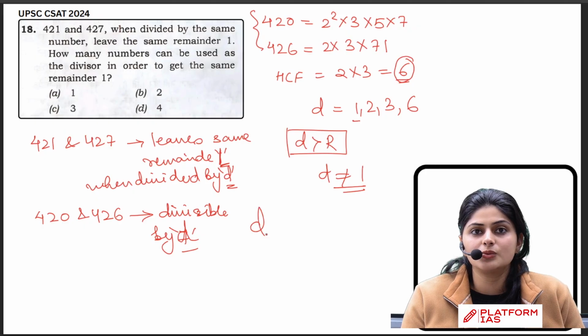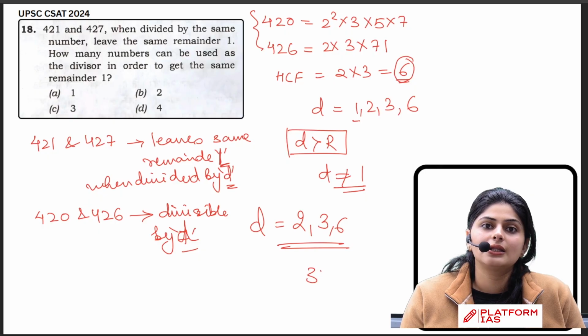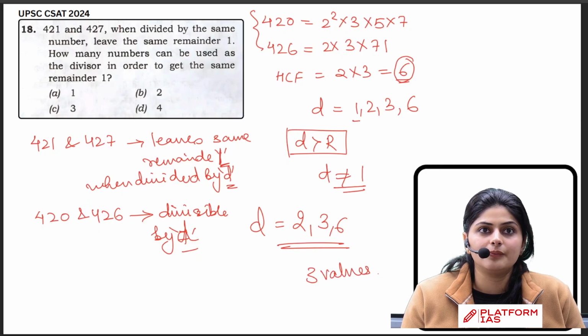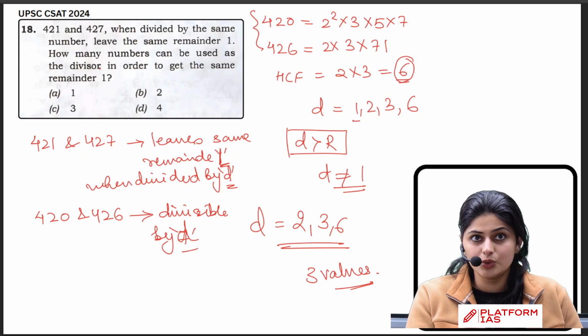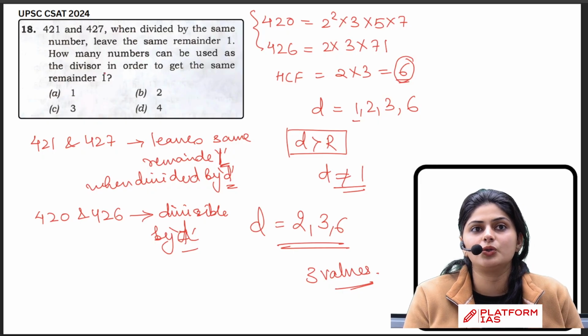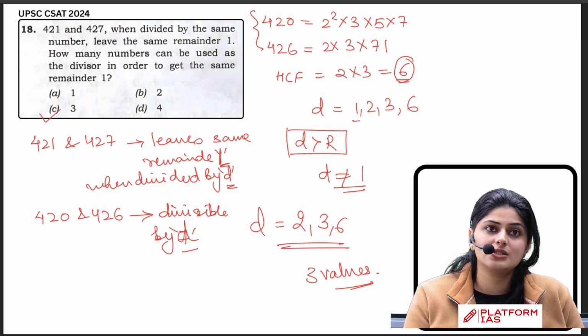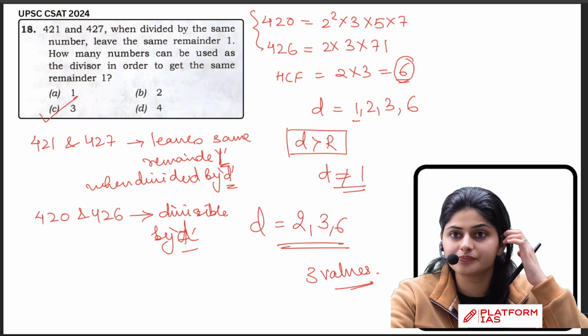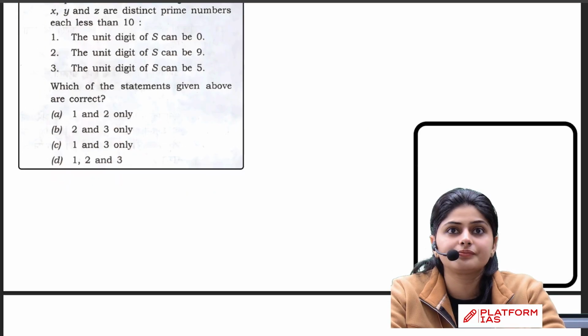So what are the possible values of D that we can have? That is 2, 3 and 6. So a total of 3 values are possible. How many numbers can be used as divisor? 3 numbers can be used as divisor to get the remainder 1. So your answer will be option number C. Let's move to the next one.